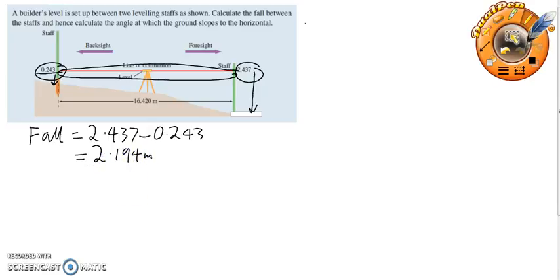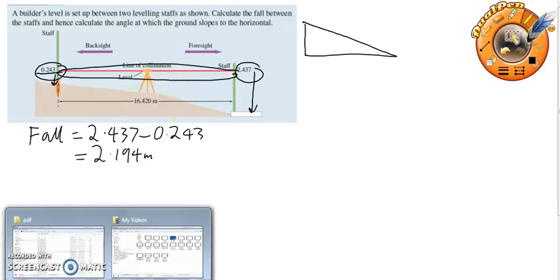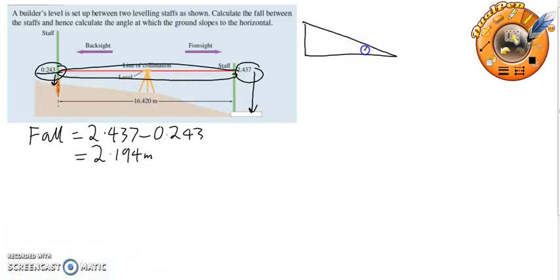The next bit's a little bit trickier. It says, hence, calculate the angle at which the ground slopes to the horizontal. What do you think I'm going to say? Draw a diagram. So when I draw my diagram, it looks like this, and it says the angle at which the ground slopes to the horizontal. So this is the ground, the horizontal is at the bottom, so it must mean it wants us to look at that angle. In these questions, the horizontal is always the bottom of the triangle.